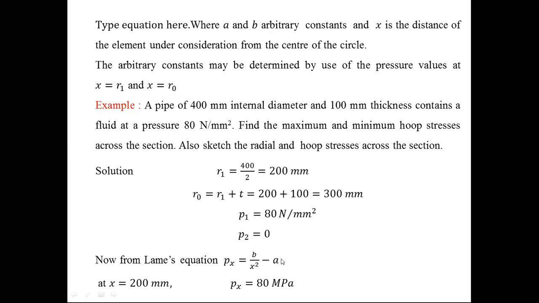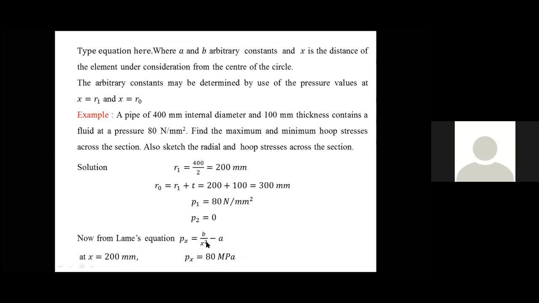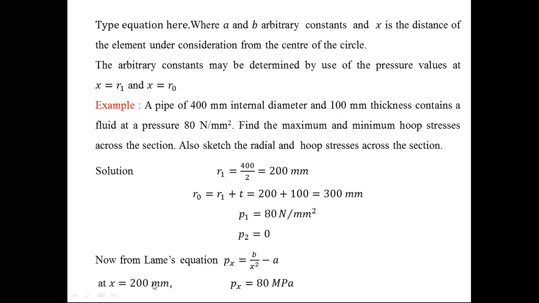Use this equation and find the constant b with the limits. X is equal to 200 and x is equal to 300. When x is equal to 200, put Px is equal to 80, and when x is equal to 300, put Px is equal to 0. Solve the equation.